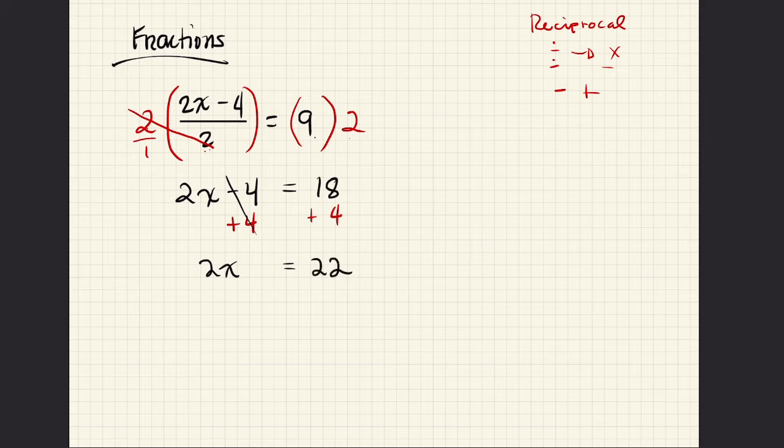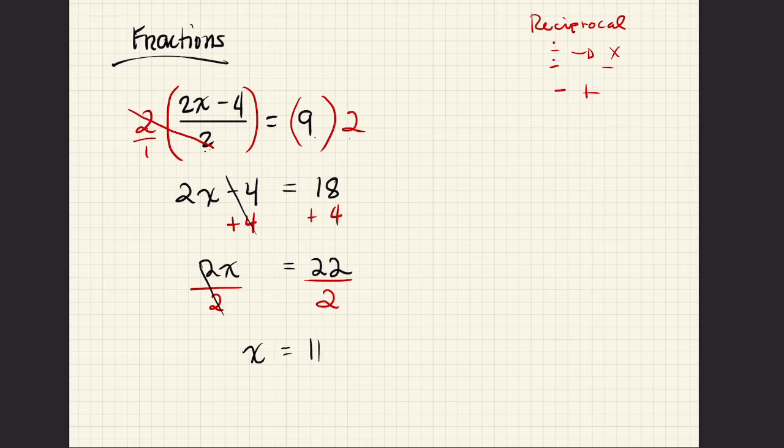Okay, now you are left with the coefficient. Again, if there is no sign, it is multiplication. And what is the reciprocal of multiplication? It is division, okay? Divided by 2, divided by 2. X is equal to 11.